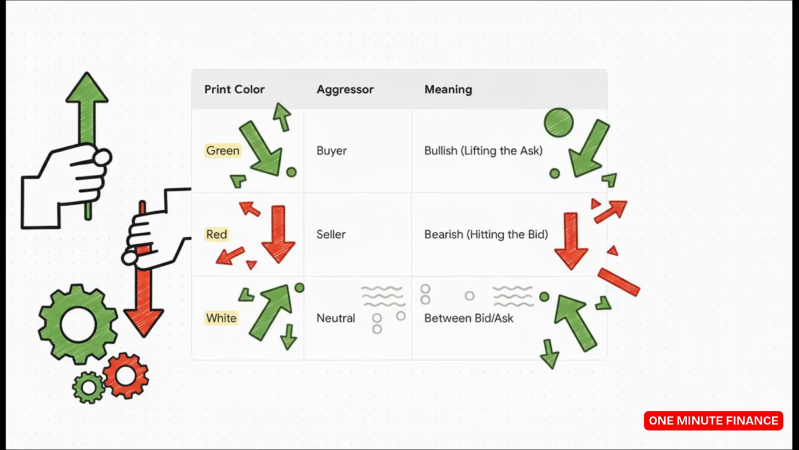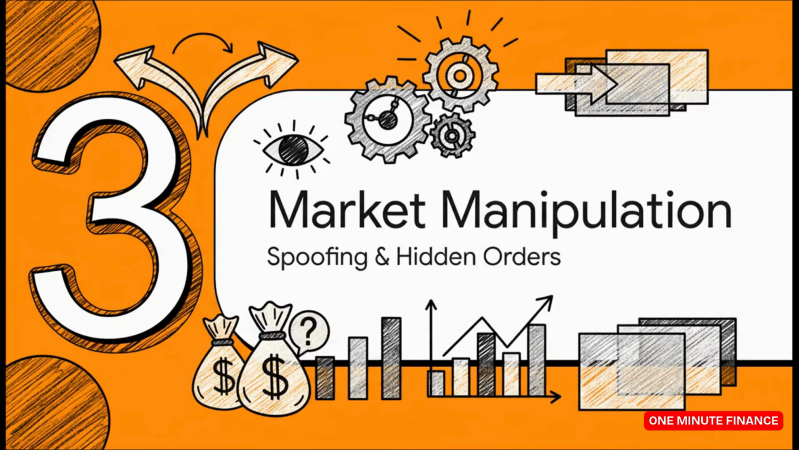And the tape, it tells its story in color. It's actually pretty simple. When you see green prints flashing, it means buyers were the aggressors. They reached up and paid the asking price. We call that lifting the ask. That's bullish. Red prints, that means sellers were the aggressors. They went down and sold at the bid price, or hitting the bid. Super bearish. The flow of these colors, green versus red, literally tells you who's in control of the market right at this very moment.